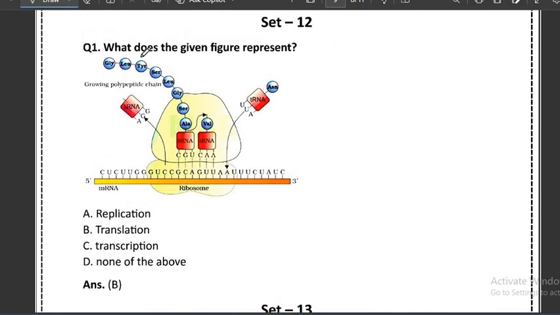Next question. What does the given figure represent? Option A, replication. B, translation. C, transcription. D, none of the above. Option B, translation.